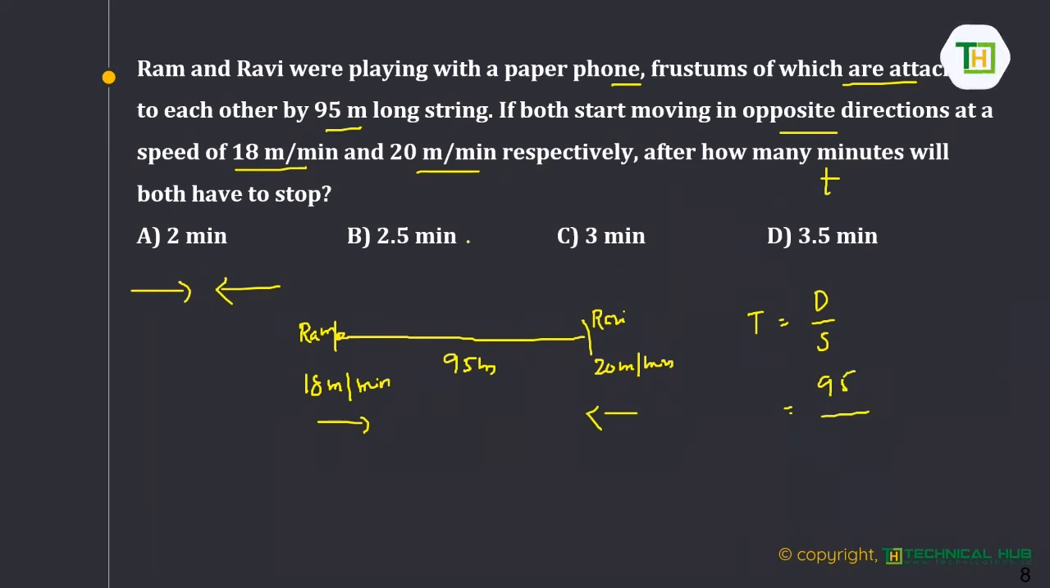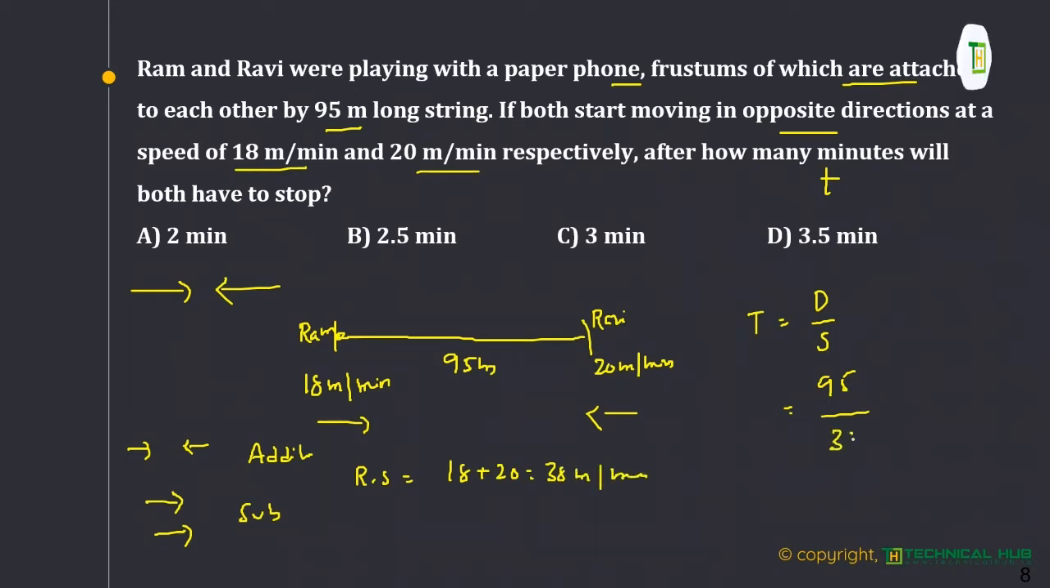And speed: whenever two speeds are there, you have to consider the relative speed only. Whenever both are moving in opposite direction, then the relative speed is addition. Take the addition. Whenever they are moving in same direction, then relative speed is nothing but subtraction. So here they are moving in opposite direction, so the relative speed is 18 plus 20, that is equal to 38 meters per minute. So 95 by 38. 19 5s are 95 and 19 2s are 38, then 5 by 2 is nothing but 2.5 minutes. So after 2.5 minutes, they will stop.